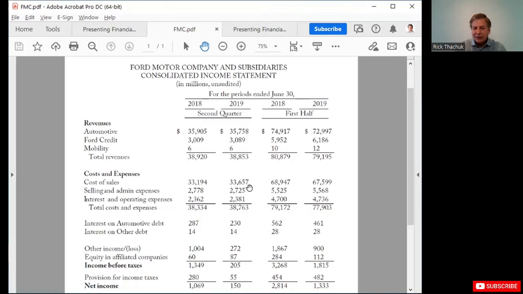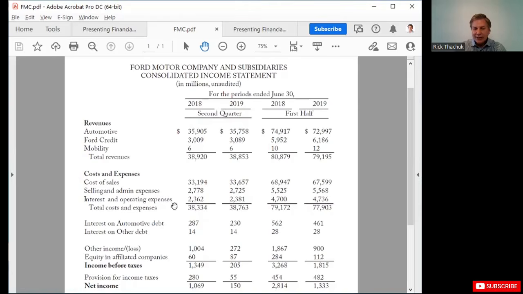Can you try cost of sales for me? Now, cost of sales is singular, so we'll be saying was, not were. So go ahead, try this out loud, please. By the way, we do not need to repeat costs and expenses. So we can just say cost of sales at Ford Motor Company. Okay, go ahead and try that, please. So you should have said cost of sales at Ford Motor Company and subsidiaries was 33,657,000,000 US dollars in the second quarter of 2019.